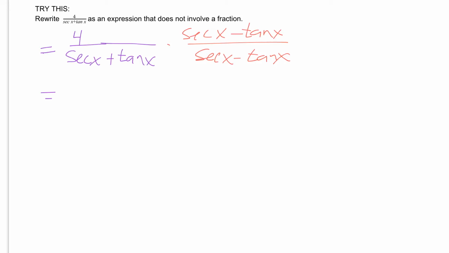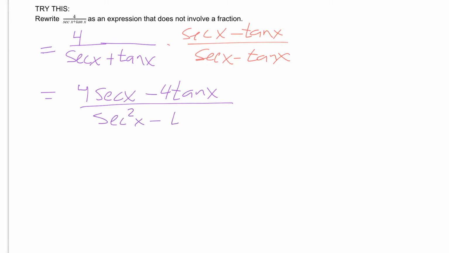So distribute the 4 on the top. We get 4 secant of x minus 4 tan of x. And then if you notice, this is a difference of squares as well because they are opposites. And so when we multiply those out and simplify, we get secant squared x minus tangent squared x.